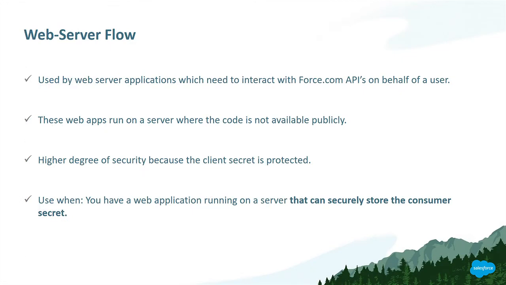So firstly, the web server flow. As the name suggests, a web server flow is used by web server applications. Think of LinkedIn. For example, LinkedIn is talking to Salesforce. LinkedIn would incorporate the web server flow. Here, as I said, the web server flows are running on a server. So usually they are less susceptible to being compromised. They provide a higher degree of security. Therefore, you can use your client secret in a web server flow because the server is trying to protect the client secret in the OAuth flow.